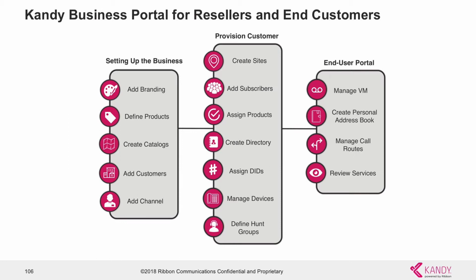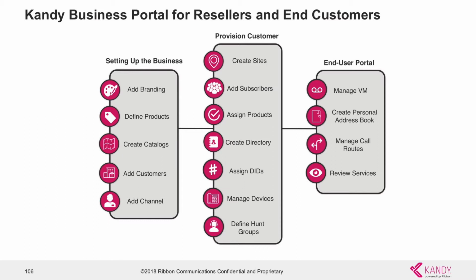For example, the reseller or the service provider can add branding, define products, create the different feature catalogs, and add or modify customers or even add channels. The customer, normally the enterprise or the department within the enterprise, can create sites to group employees together which provide templates for certain data that a location is going to have. For example, the time zone, the emergency call handling, or any other settings specific to a certain location. They can also add and modify subscribers, assign the product or the catalog elements, create the network directory, assign the phone numbers from the pool assigned by the service provider, monitor devices, or even define hunt groups.